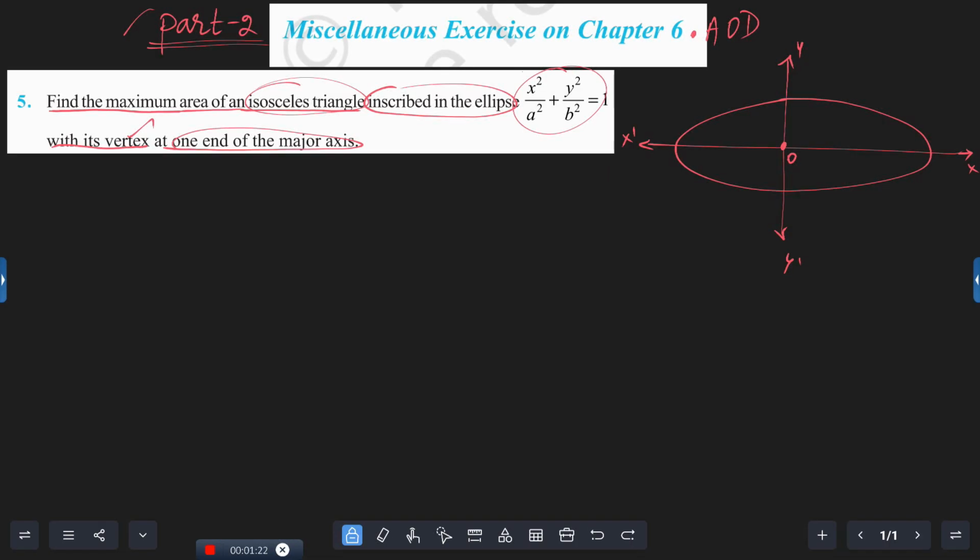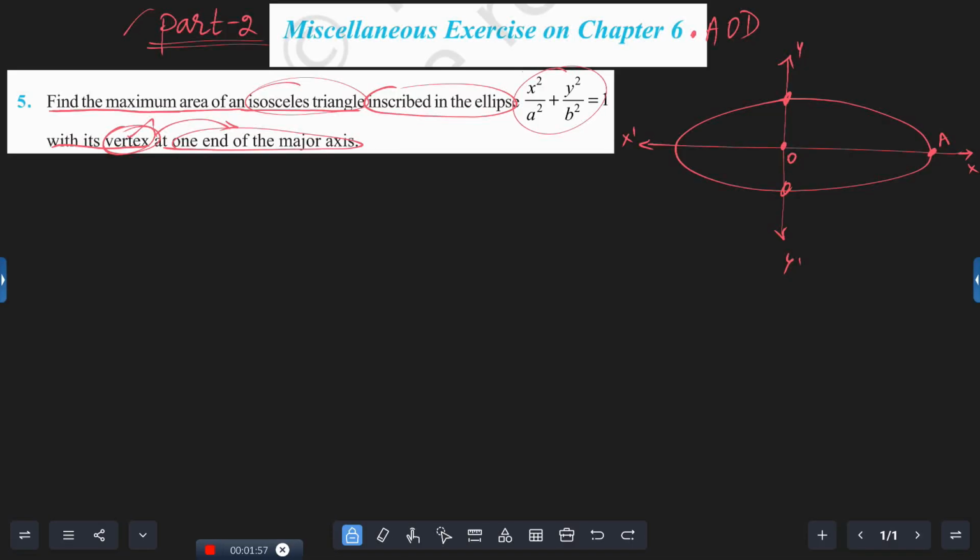So what they are telling is there is an isosceles triangle inscribed in an ellipse. One more point they give: there are 3 vertices in the triangle, and one of the vertices must be at the end of the major axis. Either this is the end of the major axis or this is the end of the major axis. Any one point you should take as one vertex of the triangle. Suppose this point I'm taking as A.